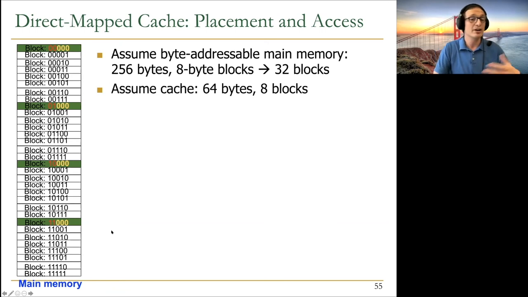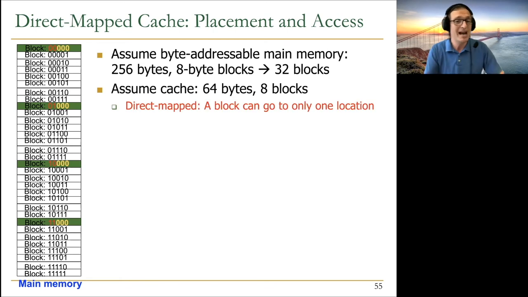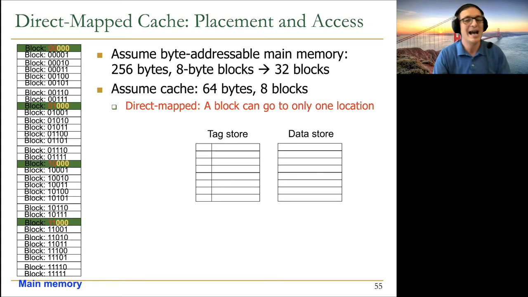Okay, so we are going to assume a cache that can house 64 bytes, and it has 8 blocks. Clearly, with 8-byte blocks, it has 8 blocks. A direct map cache says a block can go to only one location. So this is our tag store and data store. This is the valid bit that I showed you, this is the tag, and this is the data store. So how do we query the cache?